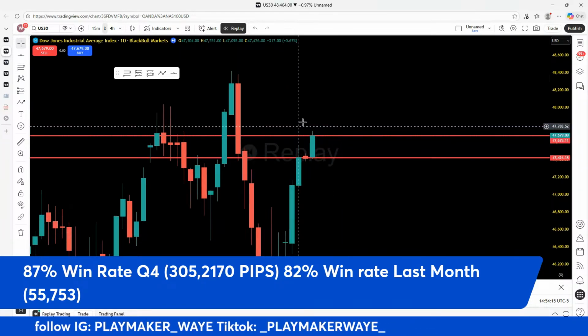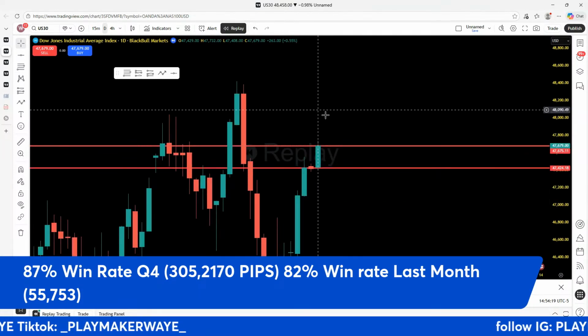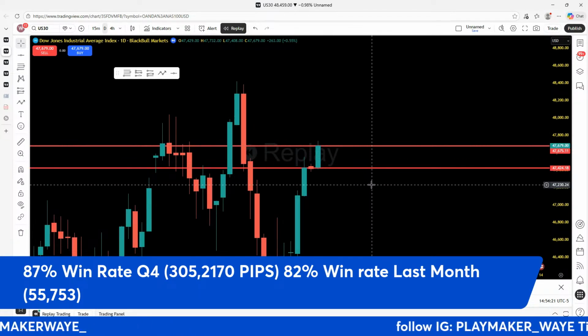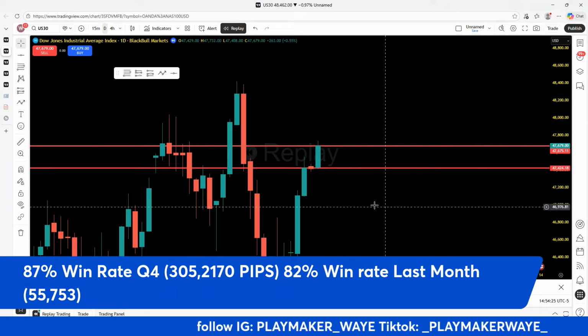Buys, right? So again, trading is about going for high probability, high quality setups. It's not about catching every candlestick. It's not about catching every point, every pip. It's about going for what is most likely going to happen.